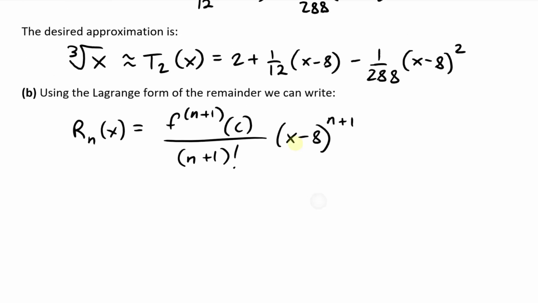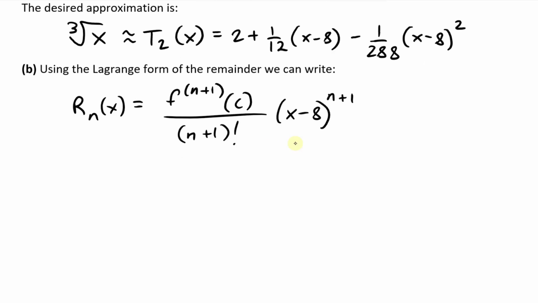But in our case, our n is equal to 2, so we'll just put this 2 like that, and to approximate it, we're going to get 2 plus 1 is 3. So let's just leave it like that. So for our case, R2 of x is equal to f of 3, and that's why I took the third derivative, or else put f triple prime like this.